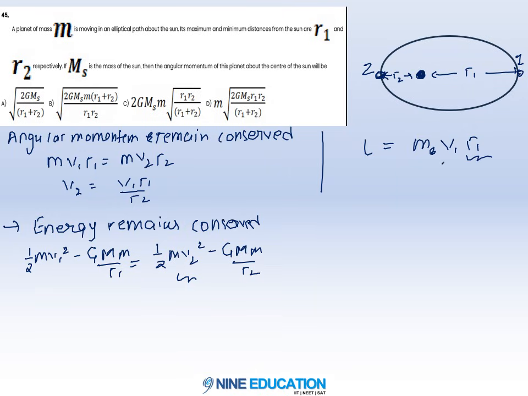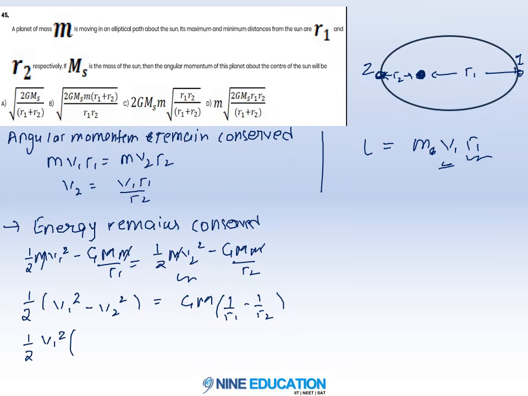R1 is given, we need this v1, so v1 we will calculate from here, put the value of v2. Cancel out, right? Yeah, cancel out. Half v1 square minus v2 square is equal to GM into 1 upon r1 minus 1 upon r2. So from here, 1 upon 2, we can take v1 square common by putting the value of v2. 1 minus r1 square upon r2 square is equal to GM into r2 minus r1 upon r1 r2.